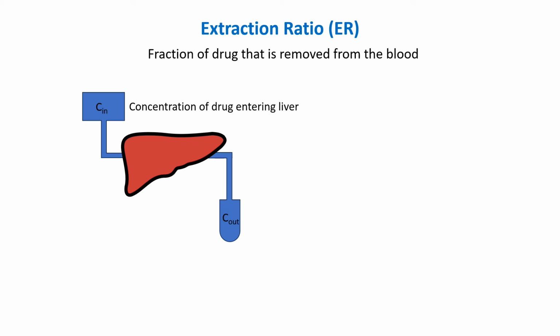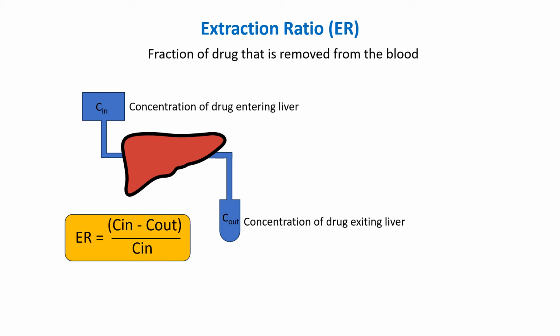C-out measured in hepatic vein reflects the amount of drug that remains after the liver has metabolized or removed a portion of it. This provides a direct measure of liver's metabolic activity. By comparing the drug concentration in the hepatic artery and vein, one can calculate the hepatic extraction ratio. For example, if C-in is 100 mg per liter and C-out is 20 mg per liter, then the extraction ratio is 0.8. This means that 80% of the drug is extracted by the liver, leaving 20% in circulation.